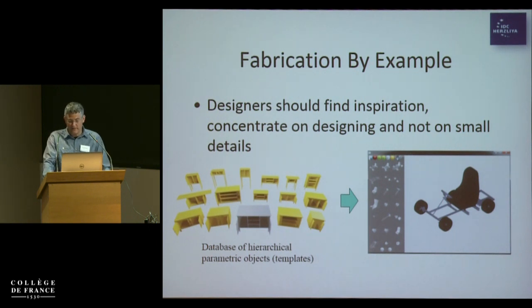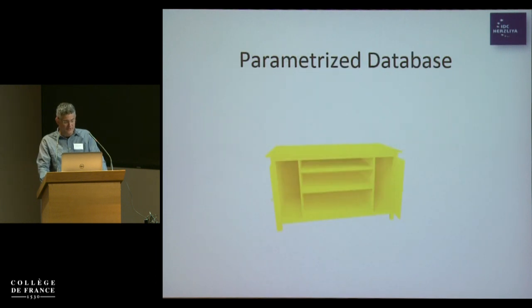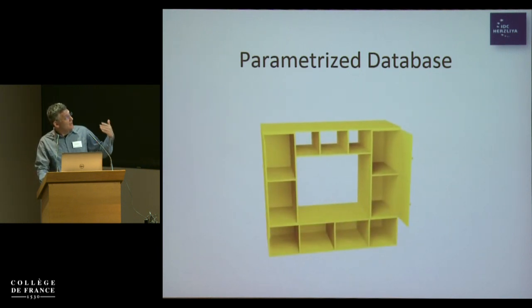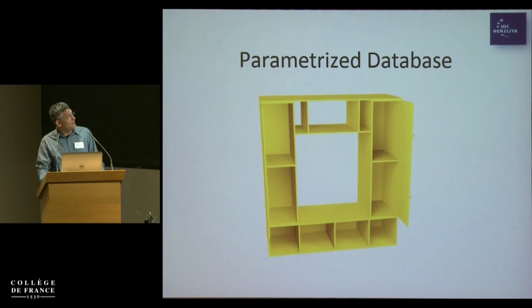So let's first talk about the database. The database itself is made by professional engineers, in this case MIT engineering school students, and they were asked to create an object that includes all the parts, including all the gory details and screws and hinges and everything. But then we take that specific design and, using a program, we convert it to what we call a parametrized object. And here's an example of a parametrized object that can change its shape by changing a few parameters in the design.